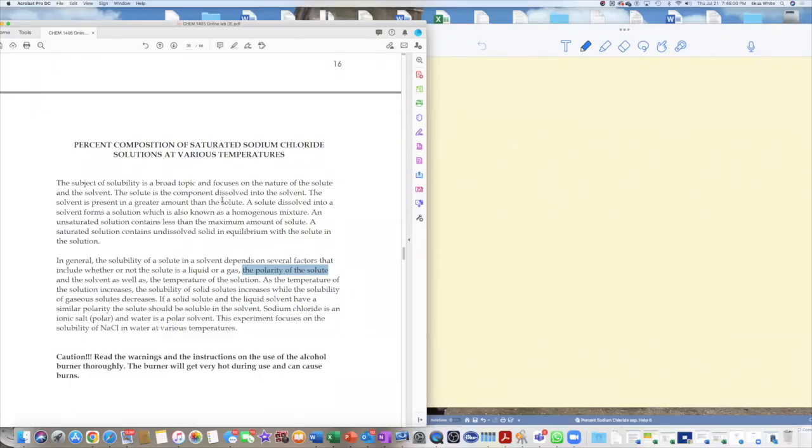Okay, I'll start talking about the percent composition of saturated sodium chloride solutions at various temperatures lab. And what I'm going to do is not read everything, but kind of skim over the topics or the points that are being made, okay?